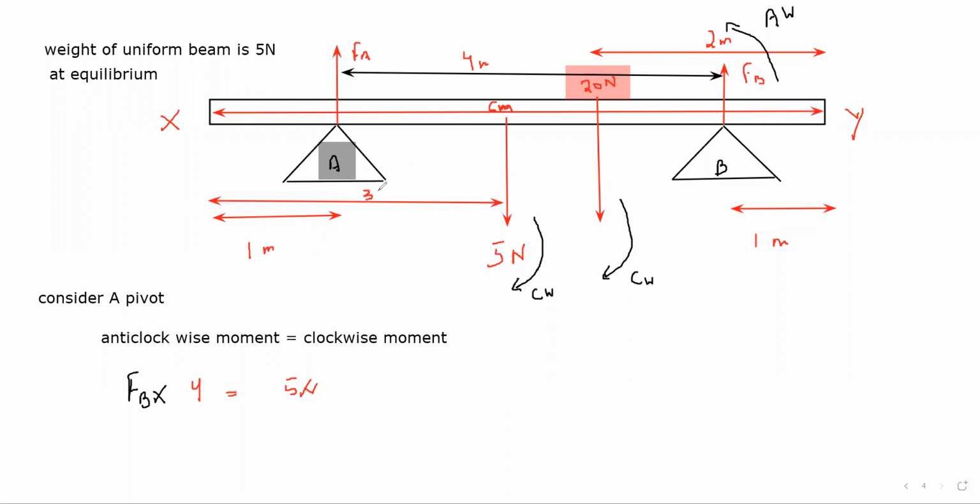So the total will be 3 meters. If the distance of the pivot from the end X is 1 meter, what will be the distance of this force? That will be equal to 2 meters. So 5 is a force multiplied by distance, which is equal to 2.